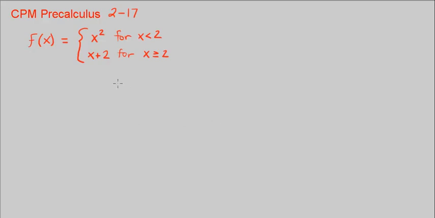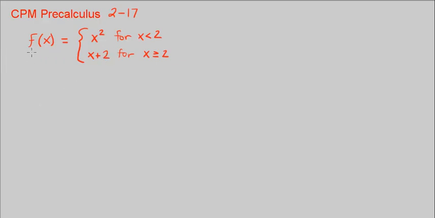This is CPM Precalculus, Chapter 2, number 17. So here we're continuing on, and most of us are comfortable with shifting parent graphs as we did in the previous problems on grids A and B. But the question is, do piecewise functions have the same properties when you shift them?